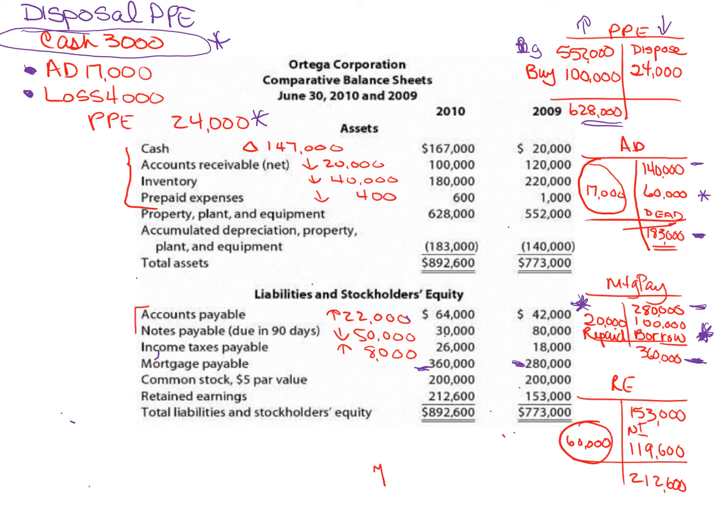Common stock didn't change, so I didn't have to look at it. Retained earnings started the year at 153, ended the year at 212,600. I know from my income statement I had net income of 119,600, which is the first line on my cash flow statement. So I must have paid dividends of 60,000, and I'll need to remember that because that was a use of my cash during the period. So I've analyzed all my accounts, I found all their differences, and now it's time to do the cash flow statement.